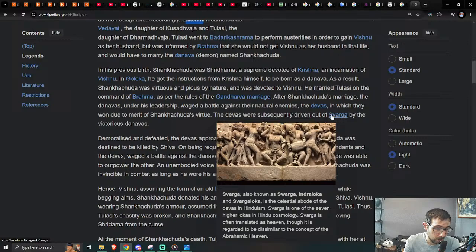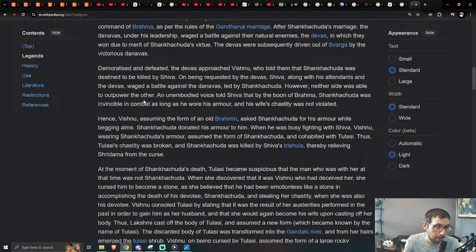Svarga is the celestial abode of the Devas in Hinduism. Demoralized and defeated, the Devas approached Vishnu, who told them that Shankashuda was destined to be killed by Shiva. On being requested by the Devas, Shiva, along with his attendants, the Devas, waged a battle against the Danavas led by Shankashuda. However, neither side was able to outpower the other.